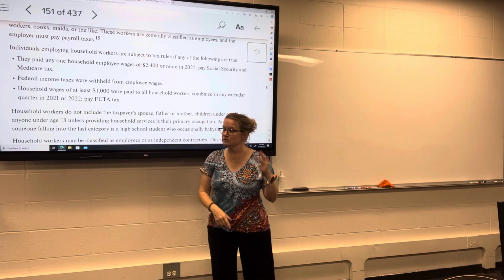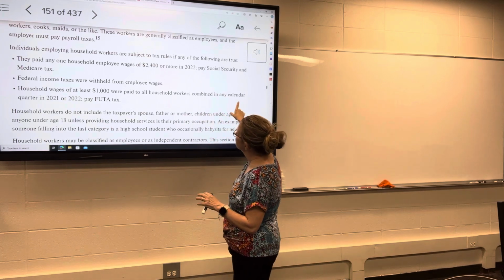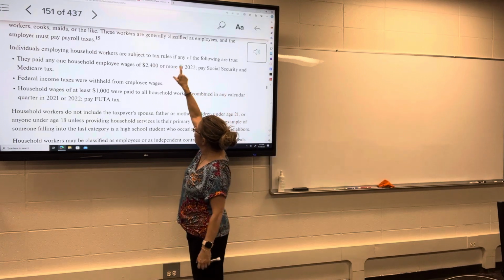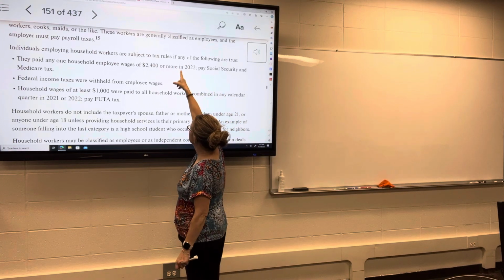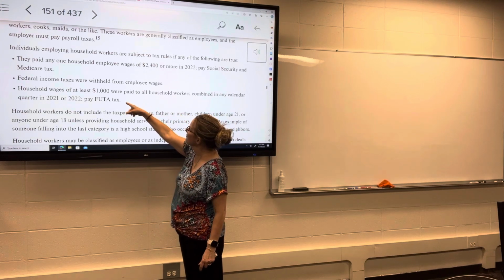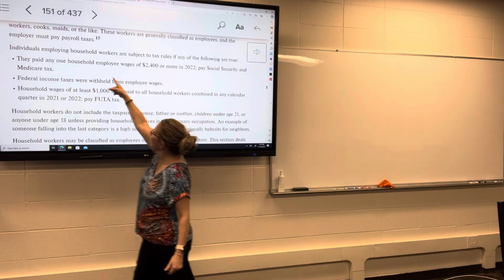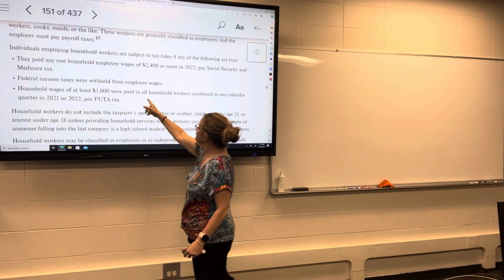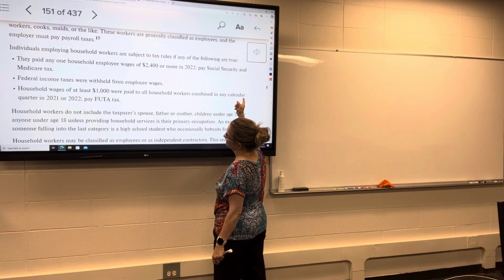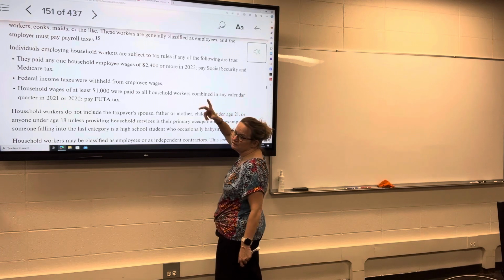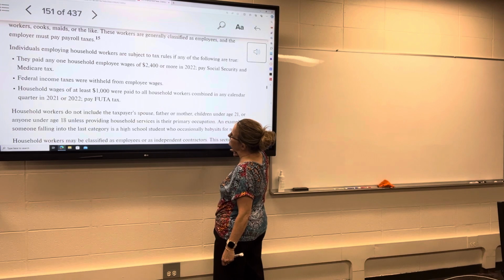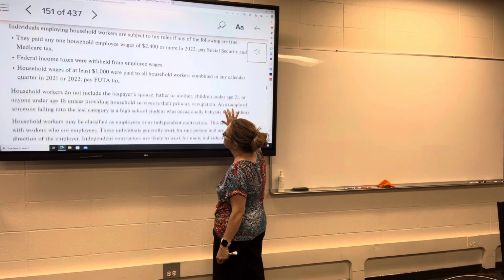So they don't have to, so if somebody is, so this applies to the whole year up here. This applies to calendar quarter. This applies to one household employee. This applies to all household employees. So a little bit different requirements for FUTA taxes as opposed to Social Security and Medicare taxes.